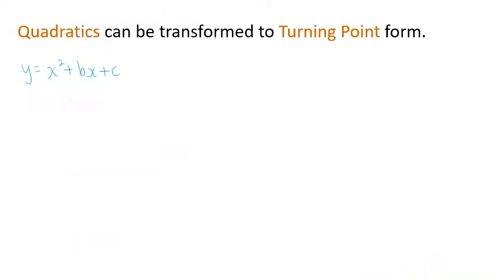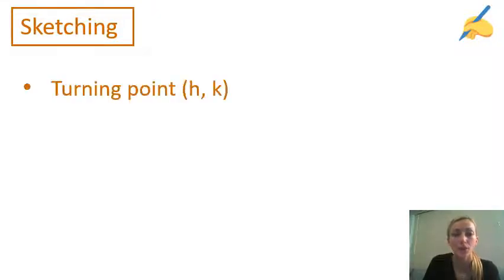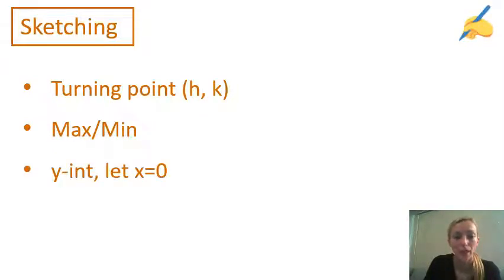Quadratics, which are our equations like this, can be transformed to turning point form. We transform them by completing the square. When sketching a parabola, these are the things we need. The turning point, which is at (h, k). We need to know if it's got a maximum or a minimum. To find the y-intercept, we let x equal 0 and solve. And to find the x-intercept, we let y equal 0 and solve.